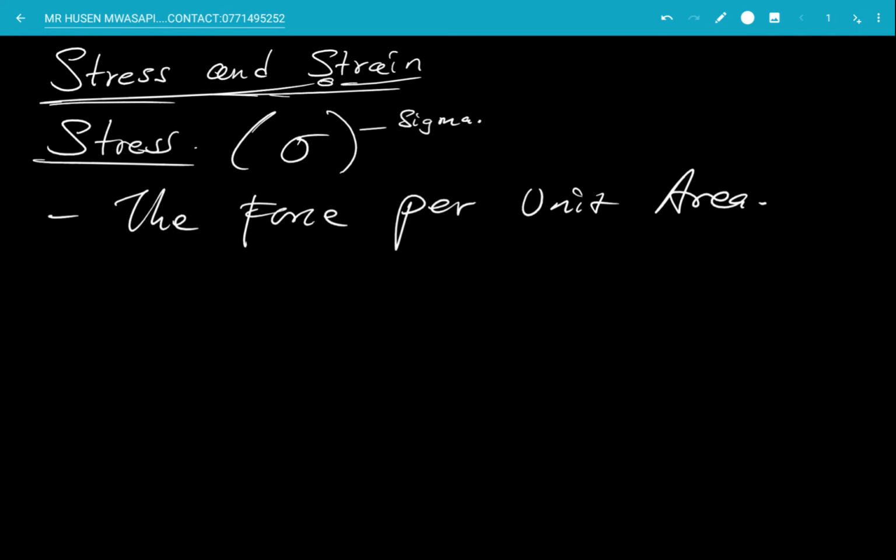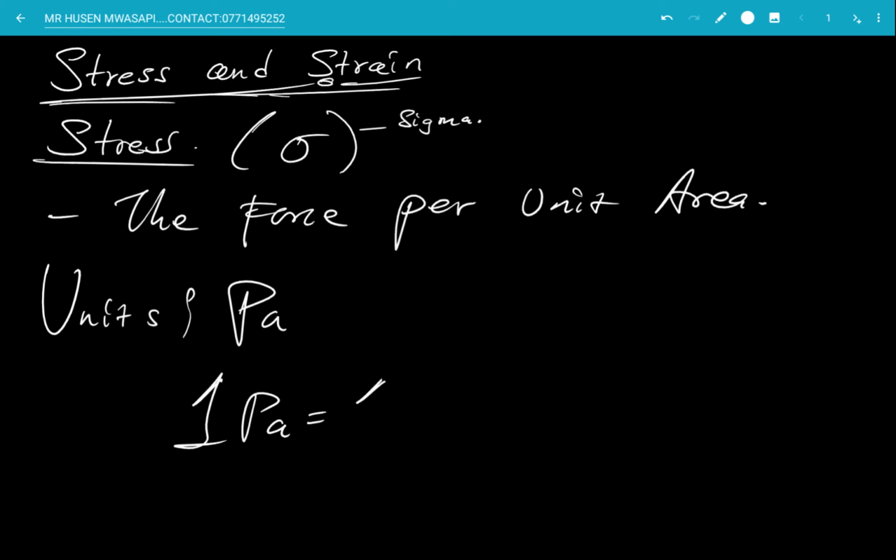Now, we also need to be mindful of this. Stress is measured in the units called pascals. So we just say Pa. Now, 1 Pascal is equivalent to 1 Newton per meter squared. So basically, one would put the units as Pascals, and another would just put Newtons per meter squared. Everybody's correct in this statement.